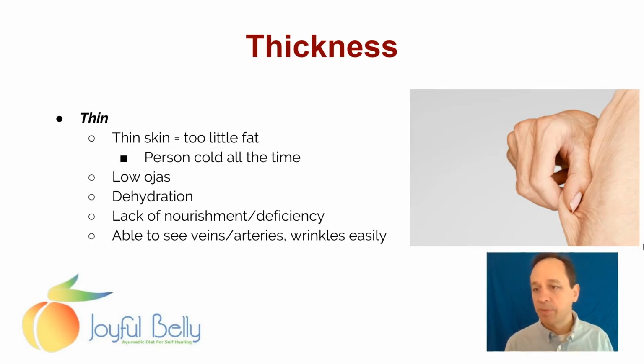Well, there's an example of thin skin. You could tell just by the wrinkling in the skin that this is an older person's skin. And as a person ages, their skin gets thinner. And then they feel cold all the time. It's a sign of low ojas when you have thin skin, dehydration. It could be a lack of nourishment also, or some kind of deficiency. And when a person has very thin skin, you can see their veins and arteries and their wrinkles really easily. And here you see that in the person's hand. You can see some of the blood vessels.